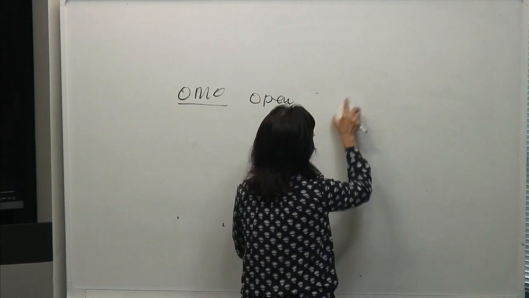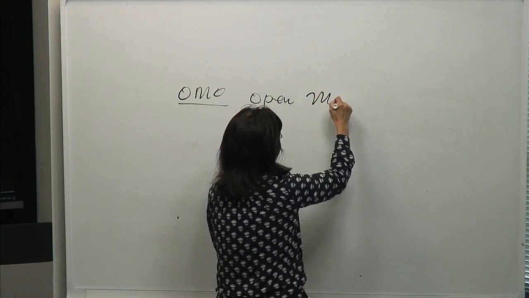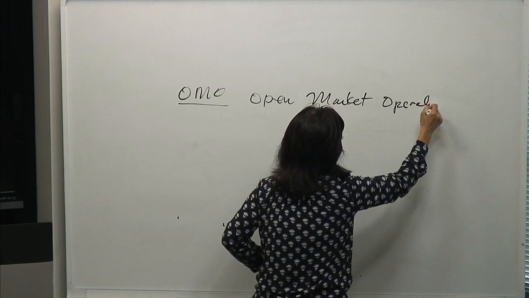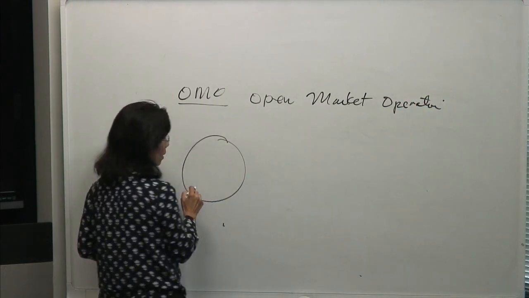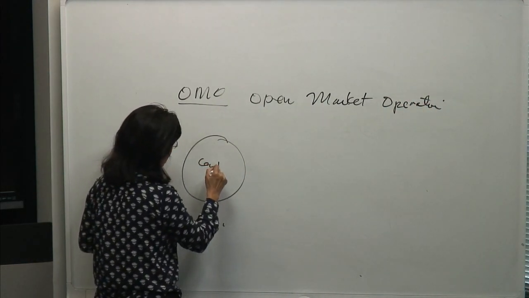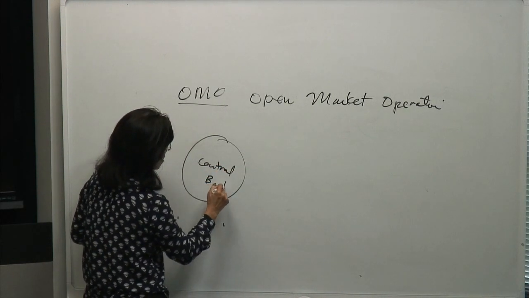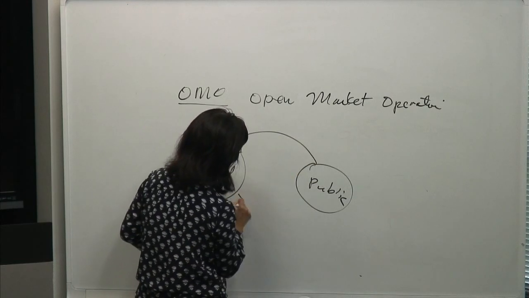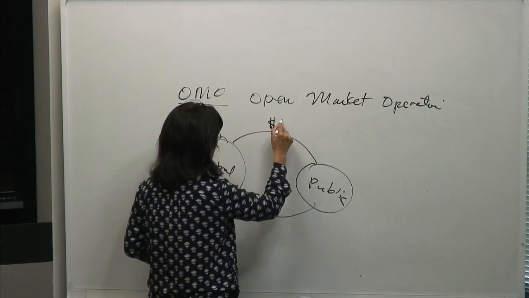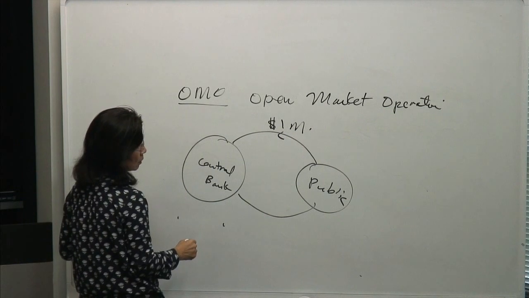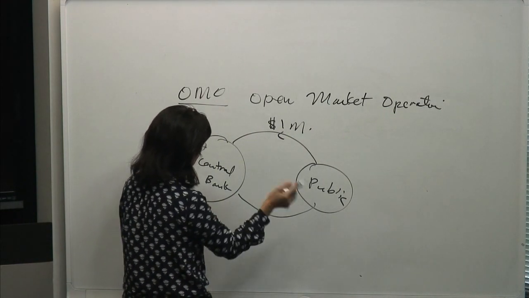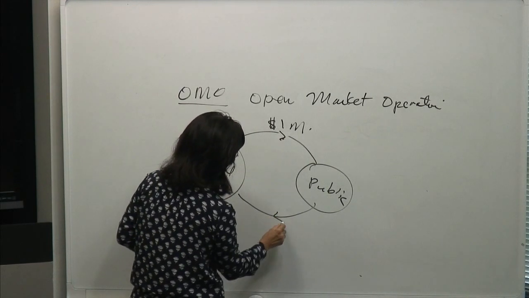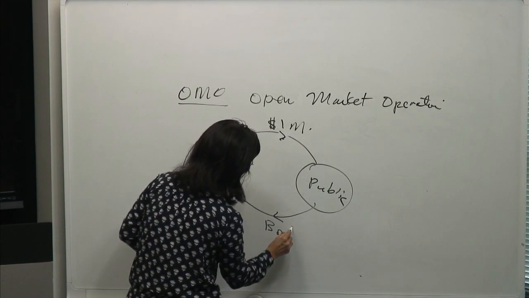Market, not money, operation. So in this case, I'm going to draw a diagram. So this is the central bank, and that's you, the public, people like me and you. I'm going to draw money going this way, 1 million, and the bond the other way.